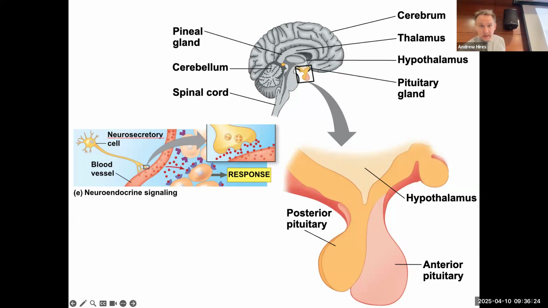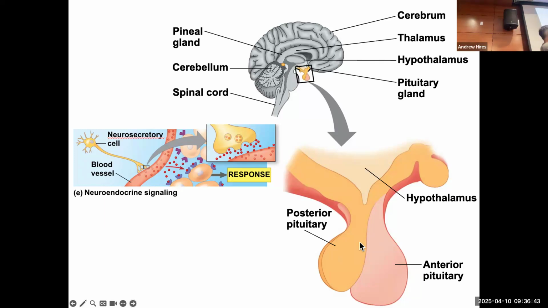Sorry, let me move this cursor around. All right, so we've got the posterior pituitary gland. That is going to store and release two hormones in particular that are made within the hypothalamus, and then neurons within the hypothalamus actually extend down into the posterior pituitary gland.